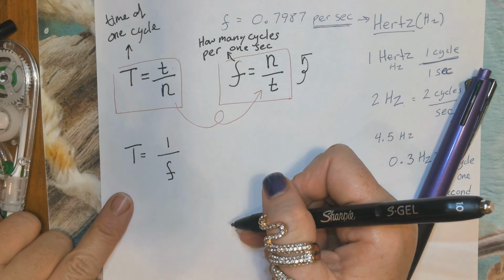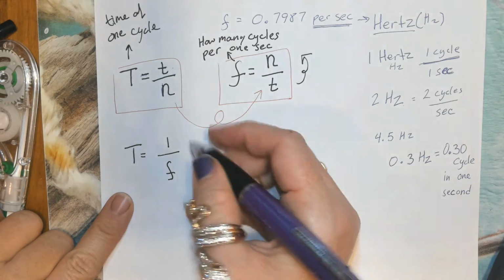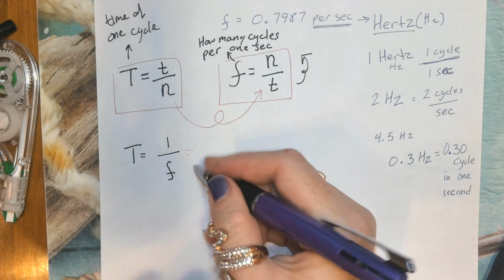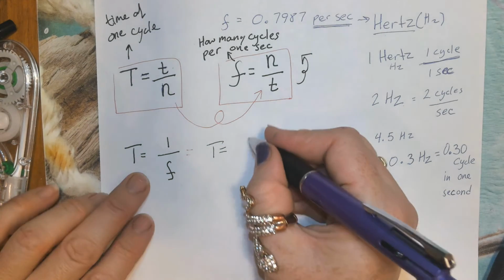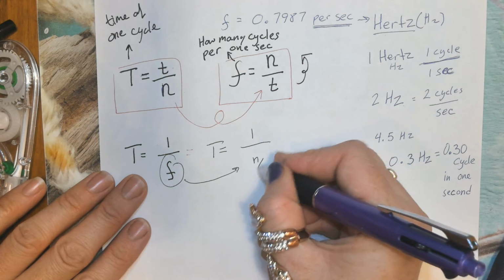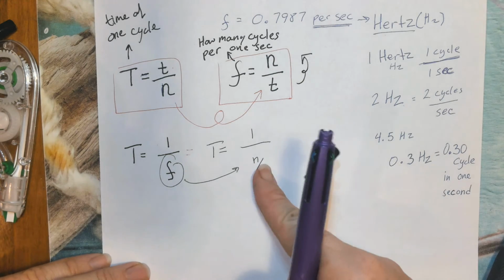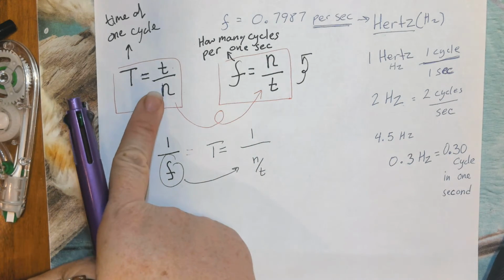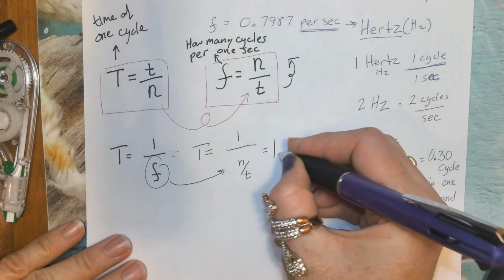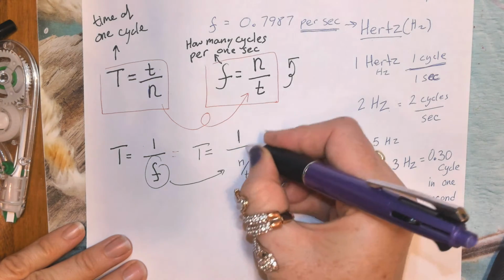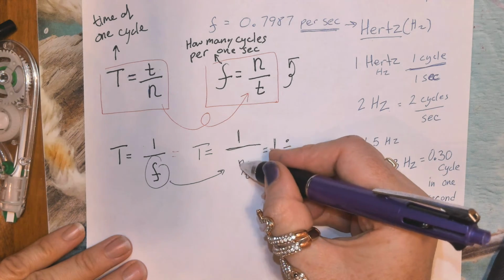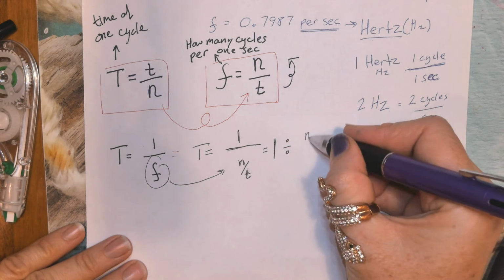Let me prove to you that that works out the same. If I substitute in the F, which equals N over T, then I get T equals 1 over F, with F being N over T. That is the same as T equals little t divided by N. I'll prove it to you. First, I'm going to write my fraction this way: 1 divided by N over T.